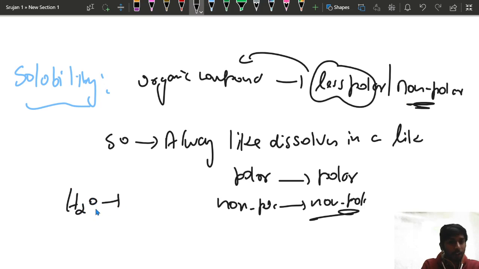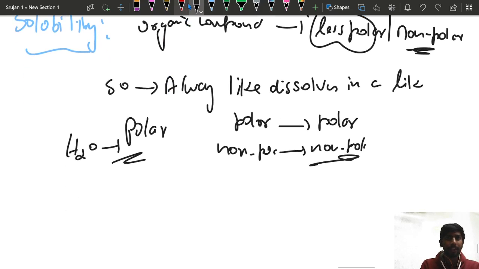Water is not organic. It's not an organic compound, right? It is polar. But what about organic compounds like haloalkanes? These are less polar. Okay, let me write those things.